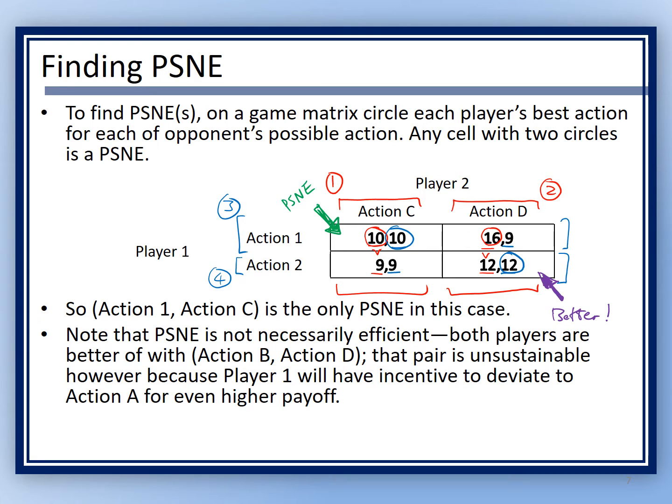So let's take a look at why it's not a Nash equilibrium. 12-12 is better for both players. Let's say we are actually here. What would happen? Now, for player 1, he thinks about whether he can get a higher payoff by deviating from this better outcome. If he switches from action 2 to action 1, he's going to get 16 instead of 12. That makes him better off. So he's going to switch.